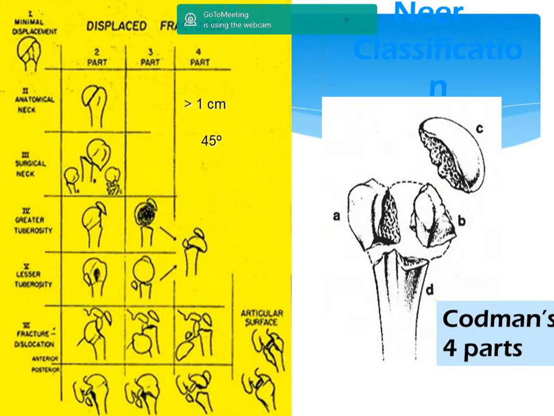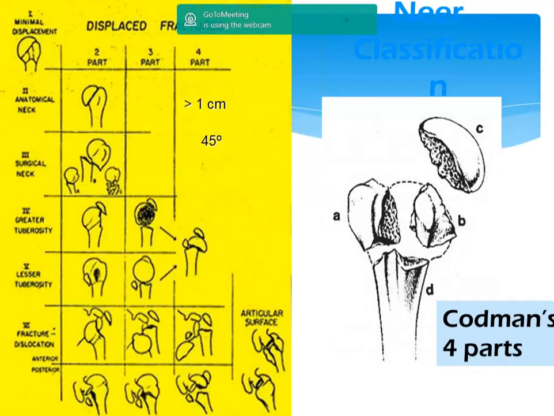So, this is the Neer's classification. One part fracture, especially the minimally displaced, only one part. Anatomical neck, surgical neck, greater tuberosity, lesser tuberosity, and next one is the fracture dislocation. This is the six types. So, one part fracture, two part fracture, three part.